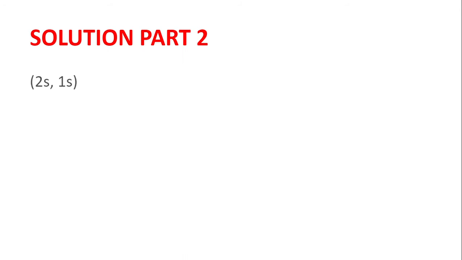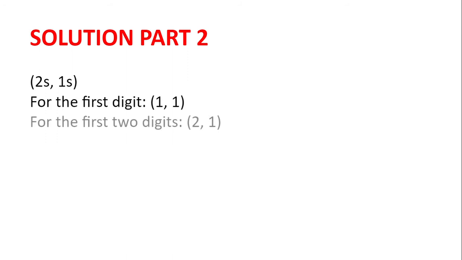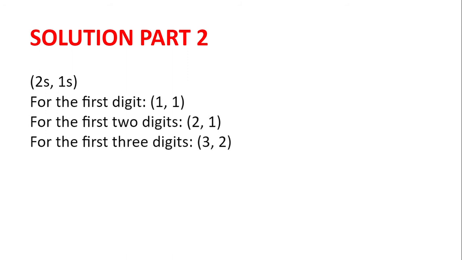So we will generalize this with the following notation. The first number will be the number of numbers ending in 2, and the other number will be the number of numbers ending in 1. Might sound complicated, but hopefully after a few examples it should be easier. So for the first digit, we have 2 options, 1 and 2. One of them ends in 2 and the other ends in 1. So we have 1, 1.